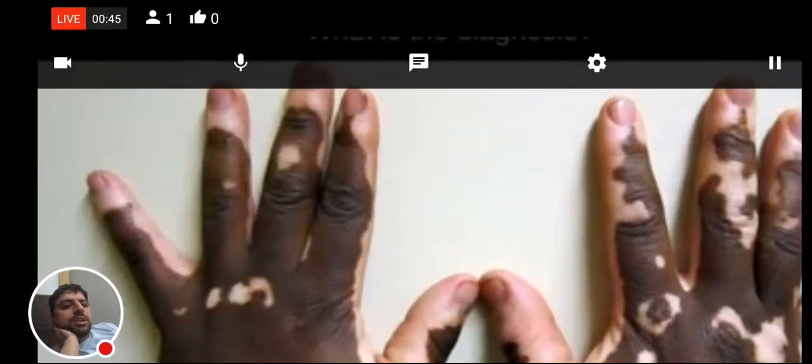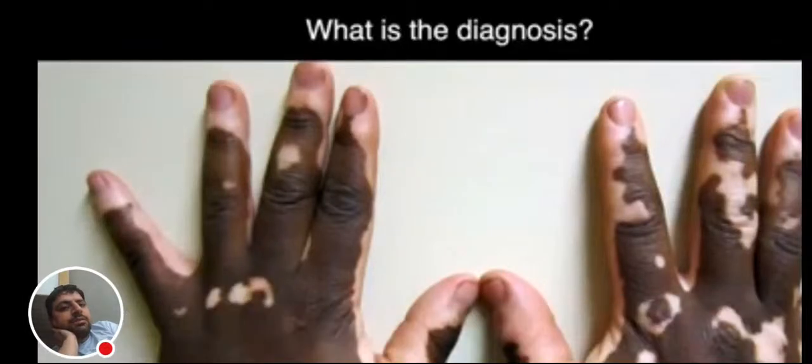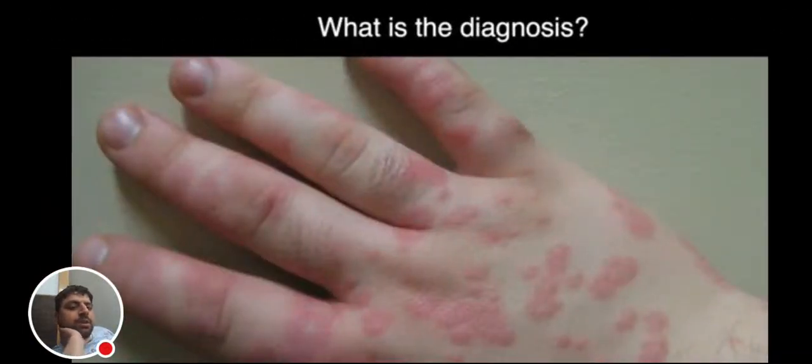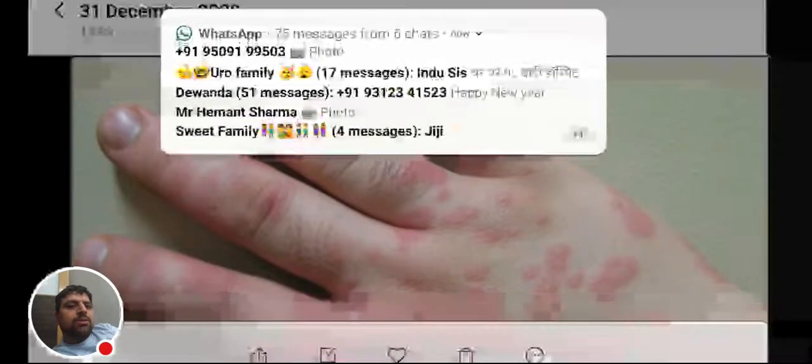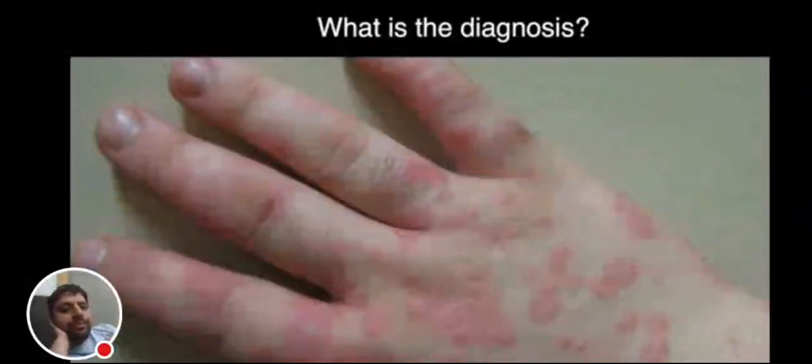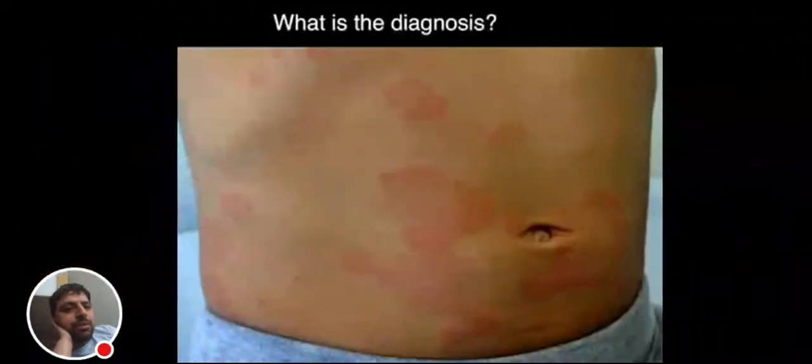This image is vitiligo. Remember, this is a case of vitiligo. Now, what is the diagnosis in this image? What do you think? What kind of disorder is it? This is erythema multiforme.